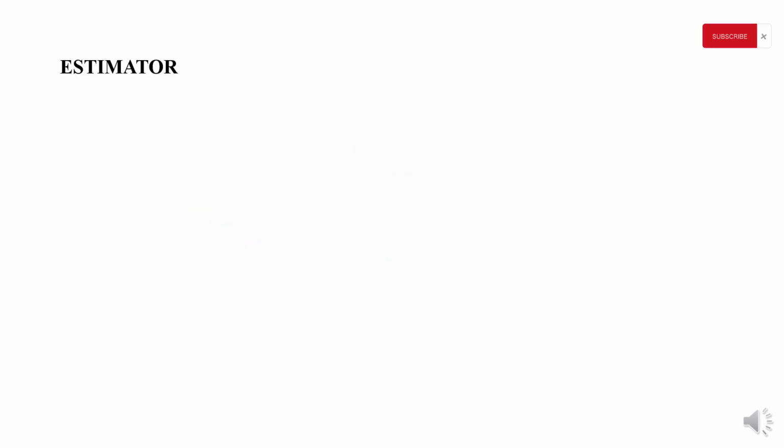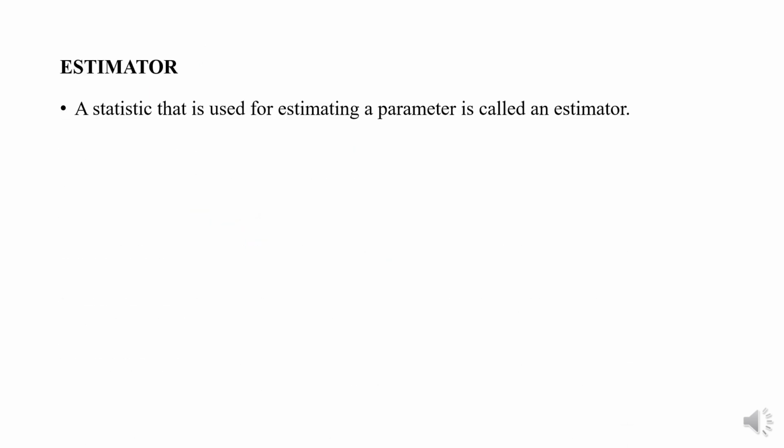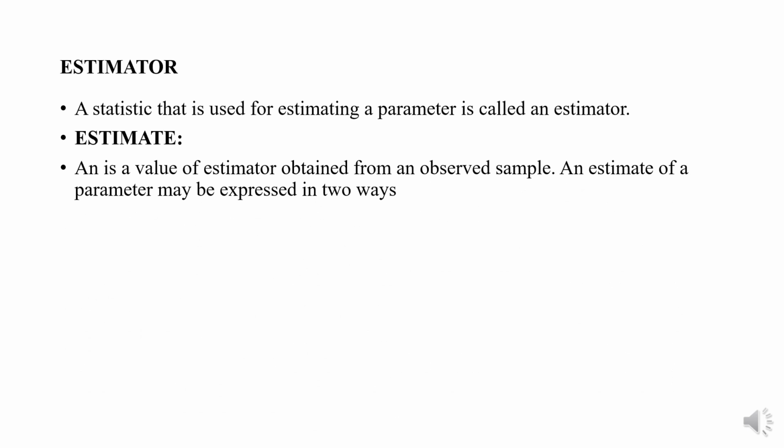So what is an estimator? This is the next concept. A statistic that is used for estimating a parameter is called an estimator. So what is an estimate? An estimate is a value of the estimator which is obtained from the observed sample. An estimate of a parameter may be expressed in two ways.